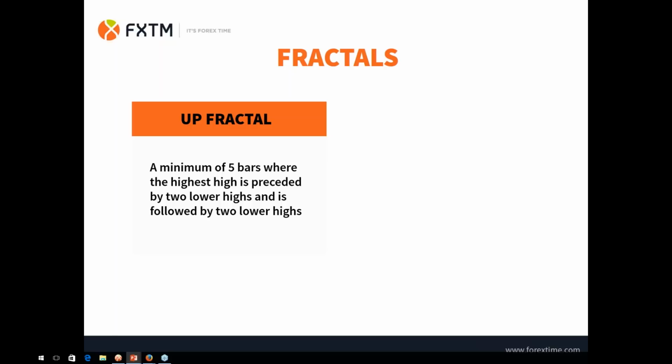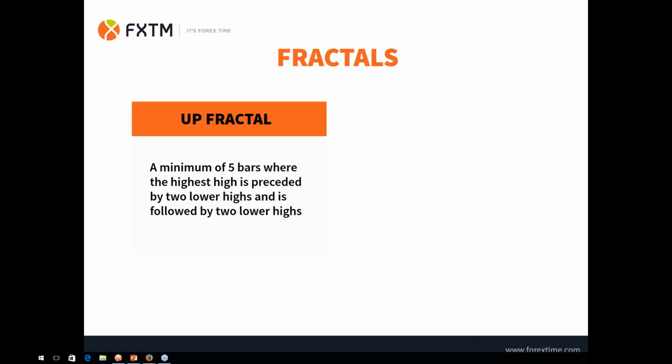So, up fractal: it's a minimum of 5 bars where the highest high is preceded by 2 lower highs and is followed by 2 lower highs. Guys, I know it sounds a bit confusing, but you know very well that I will make it very practical for you, so you never forget it, right?